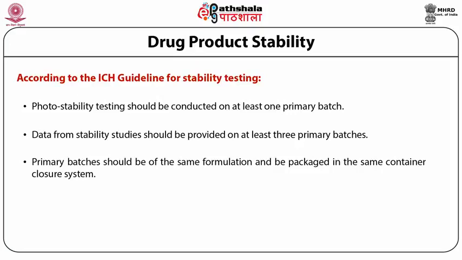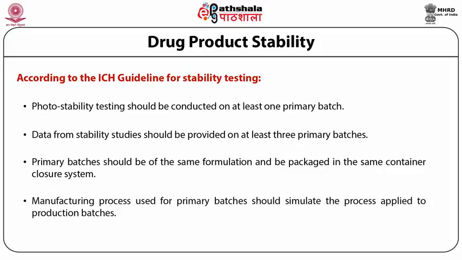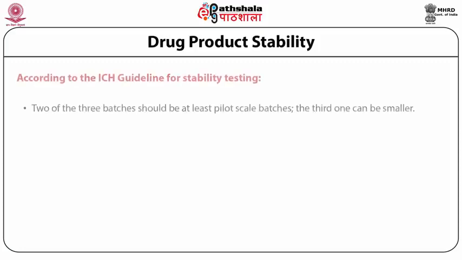The primary batches should be of the same formulation and be packaged in the same container closure system proposed for marketing. The manufacturing process used for primary batches should simulate the process that will be applied to production batches and should provide product that is of the same quality and that meets the same specification as that intended for marketing. Two of the three batches should be at least pilot scale batches. The third one can be smaller if justified.